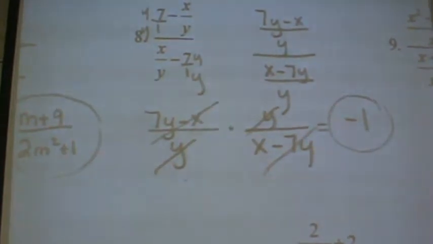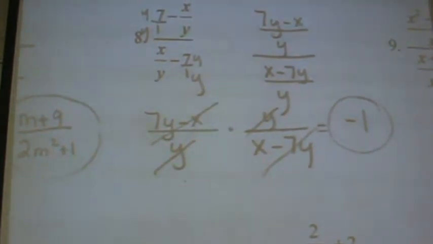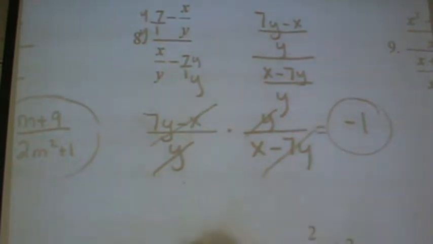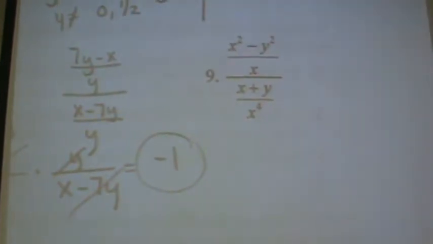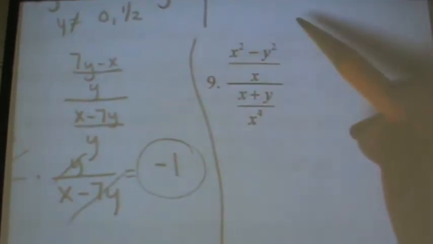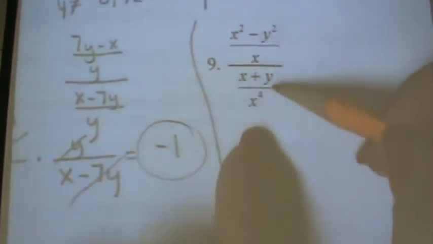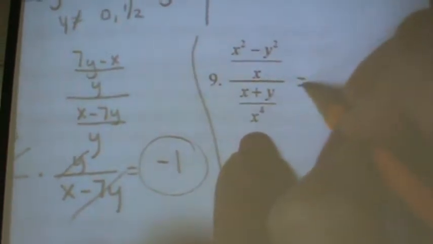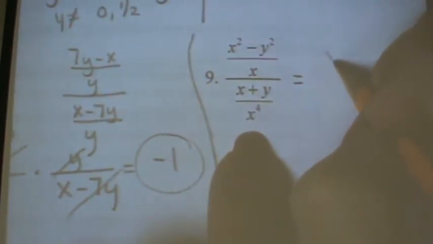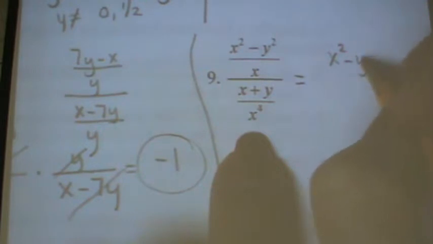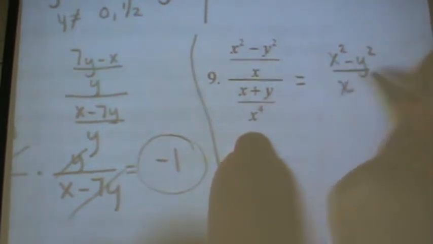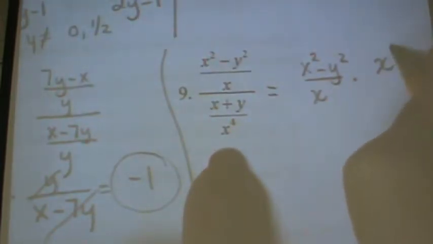You can only do that crossing out if both of the factors, or both of the terms, are opposite signs. Okay? Do I need to add anything on this one, number 9? How many fractions do we have in the numerator? You don't have to add anything. Nope, good. So what are you ready to do? Just flip it. Yep, you have x squared minus y squared over x. We're gonna flip.